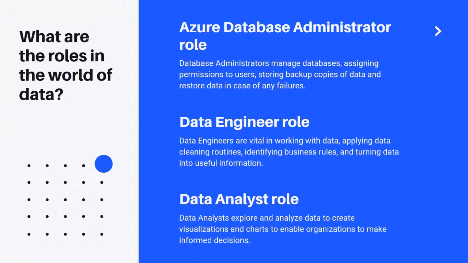Talking about the data administrator role. A data administrator is a person who manages the whole database, who assigns permissions to users, who stores backups, and who restores the data in case of failure, like the particular admin of the whole data. So you can work in a database administrator role by going into the world of data. Then we have the data engineer role. Data engineers are vital in working with data, applying data cleaning routines, identifying business rules, and turning data into useful information. So these are the particular tasks that a data engineer will do.